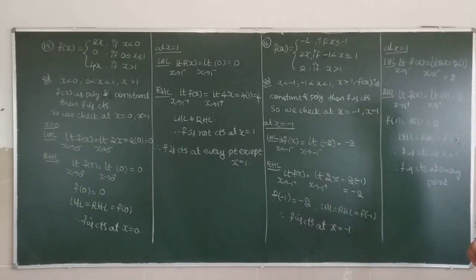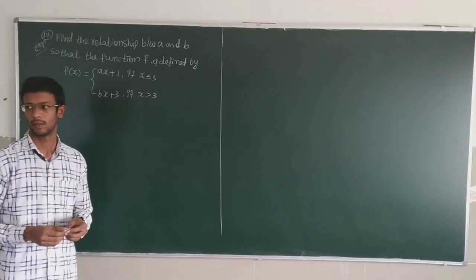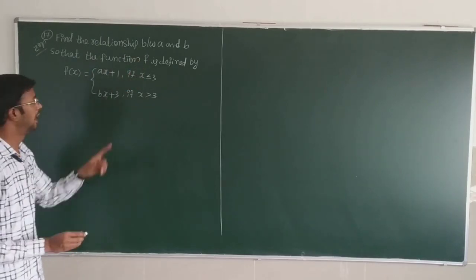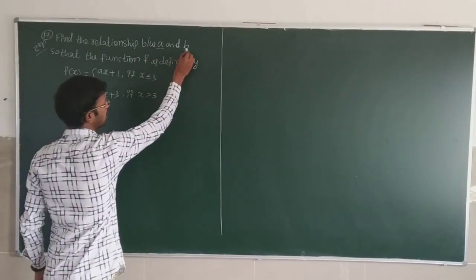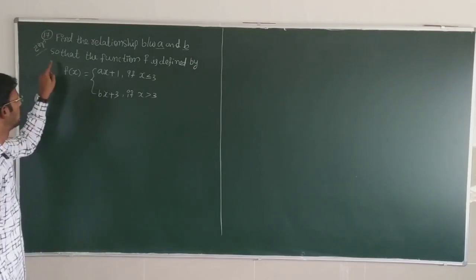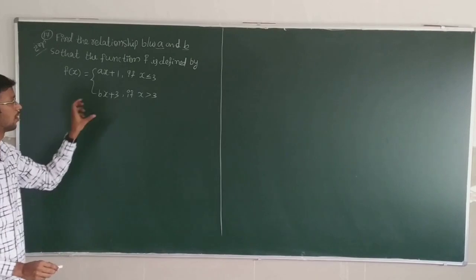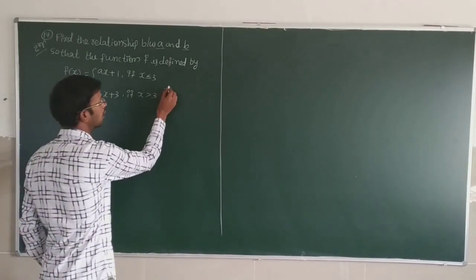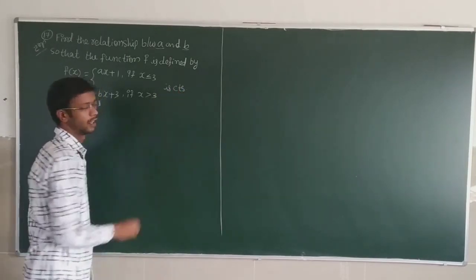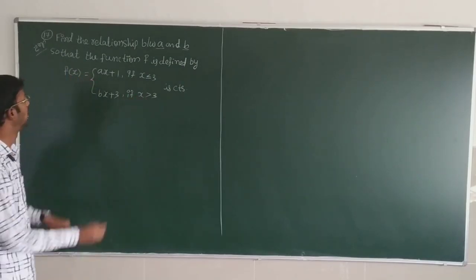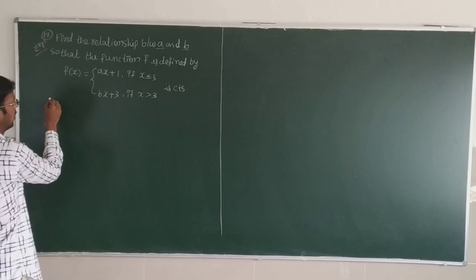F is continuous at every point. Problem number 17. Find the relationship between A and B so that the function f defined by f of x is equal to this one is a continuous function. It is already given as continuous. The relation between A and B is being asked. This is an important problem. Solution.